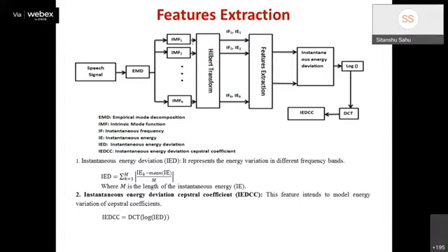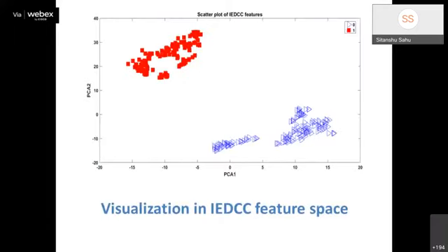Then take the Hilbert transform of each IMF. Then find out the instantaneous energy and the instantaneous frequency present in each IMF, right? And then take it into a logarithmic scale and then apply the DCT, which leads to the instantaneous energy deviation cepstral coefficient, IEDCC.